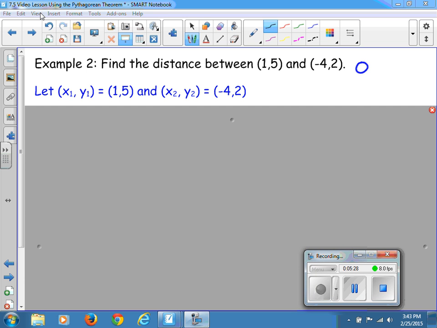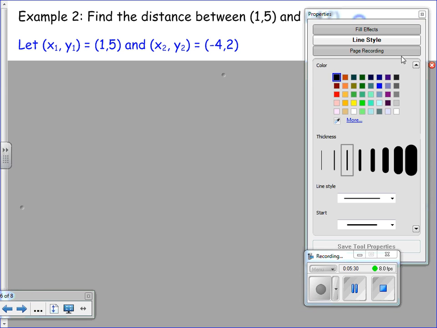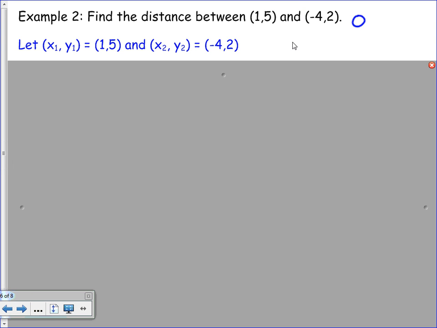Thank you, Alex, for doing part of the video today. And I will resume with example 2. When you're using the distance formula, first we're going to let the first set of coordinates, x1, y1, be 1, 5, which was the first list of coordinates, and x2, y2 be the second set of coordinates, negative 4, 2.